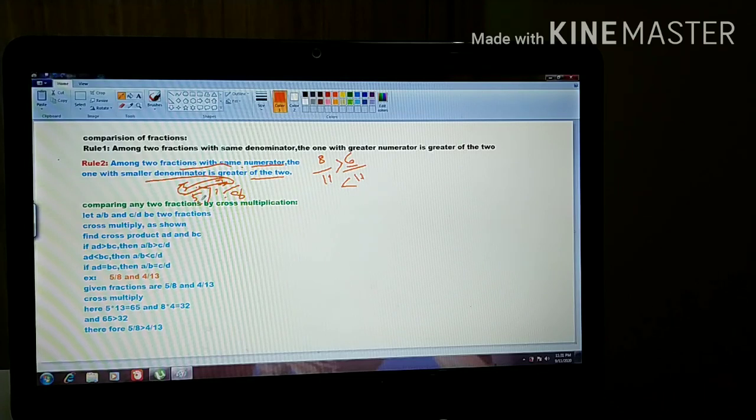Which denominator is smaller? Among 5 and 8, 5 is the smaller one. So this fraction will be the greater fraction.